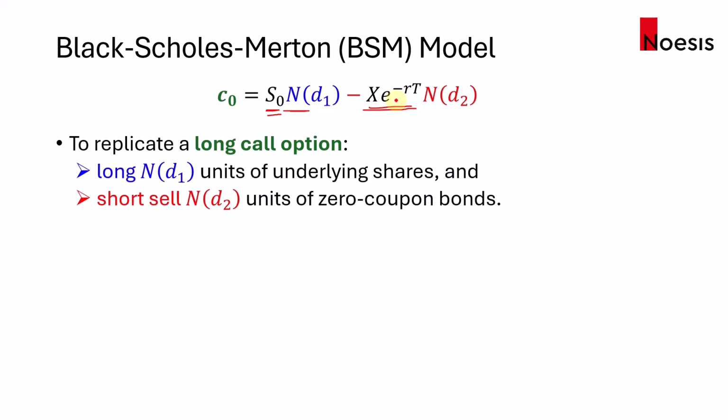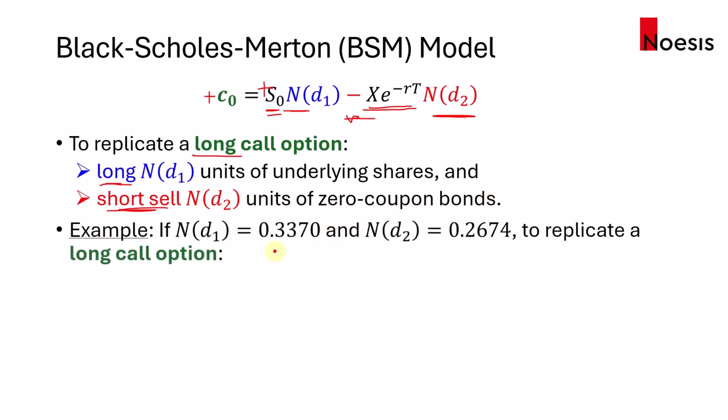Now, to replicate the long call option, this has to be a positive for the long, right? And on the underlying side, this is a positive. So positive means we would long N d sub 1 units of the underlying shares. And for the zero coupon bonds, the coefficient is negative N d sub 2. So negative means we will short sell N d sub 2 units of zero coupon bonds.